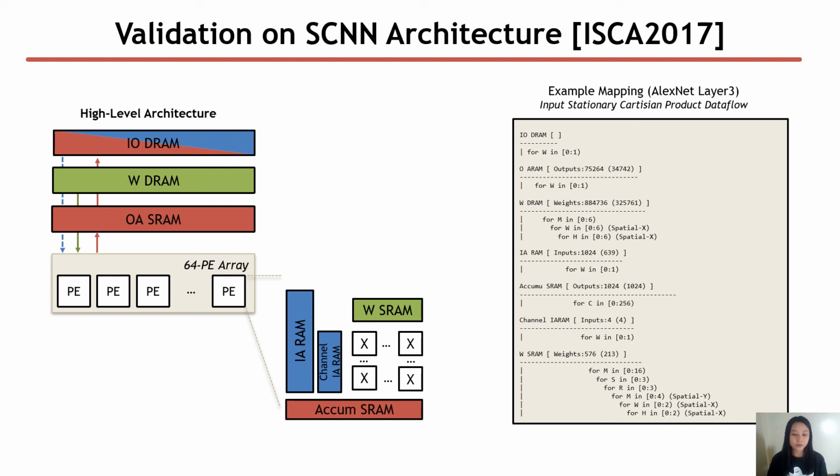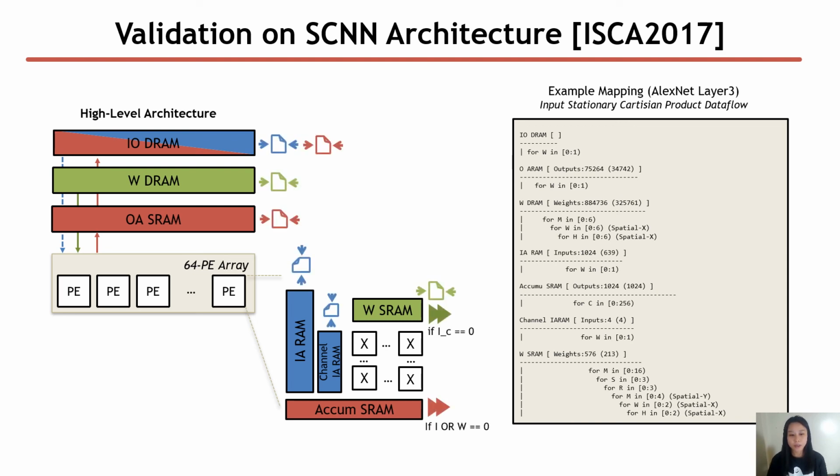We have 64 PEs in the array. Each PE again has local storage for the input activation, the weights, and output activation. On the right, we're showing another example mapping, which maps AlexNet Layer 3 to the SCNN architecture. Again, you can see there is a lot of complexity involved in the dataflow.